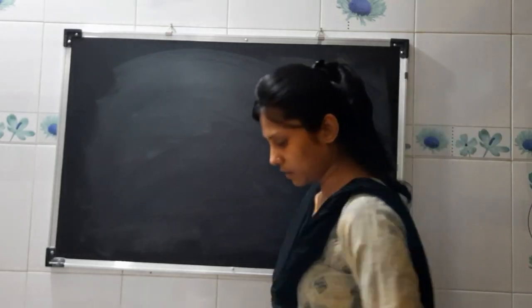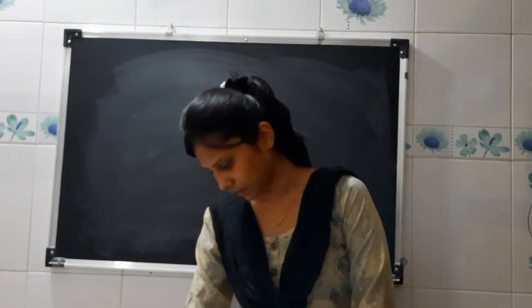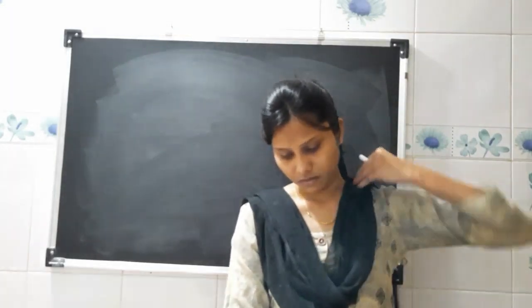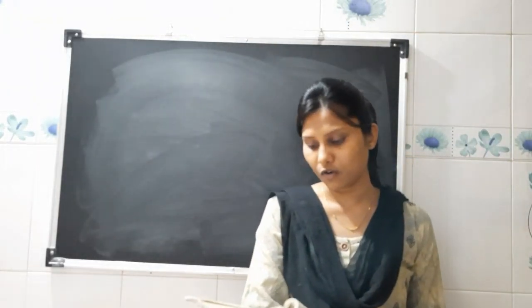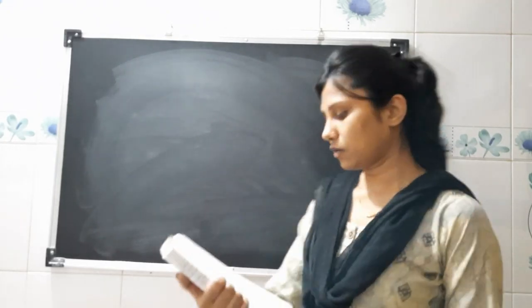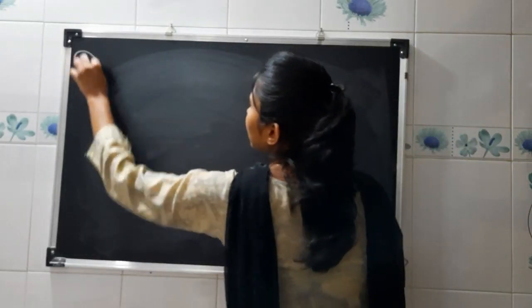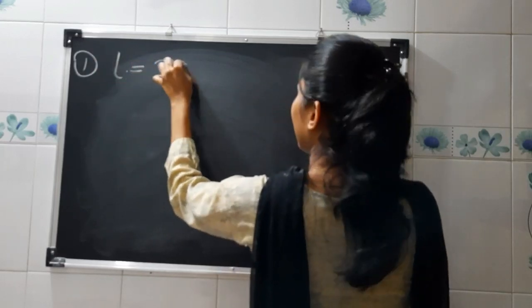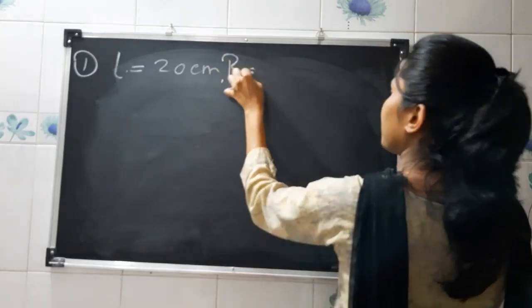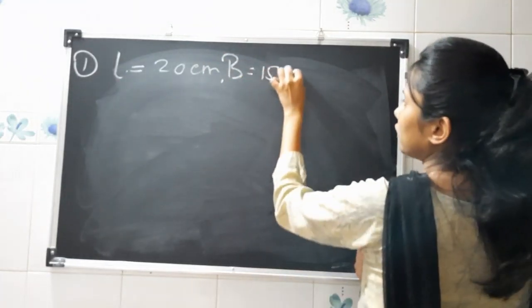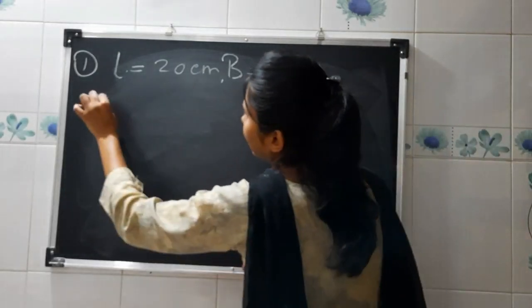Now, let's come to the solved examples given on page number 73. First one: what is the area of a rectangle of length 20 centimeter and width 15 centimeter? They have given you length as 20 centimeter, breadth as 15 centimeter. You have to find out the area of a rectangle.